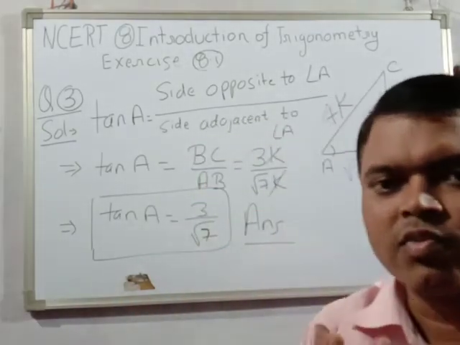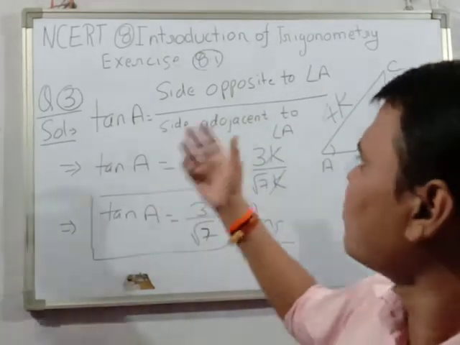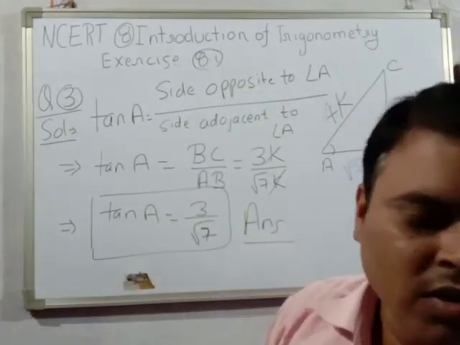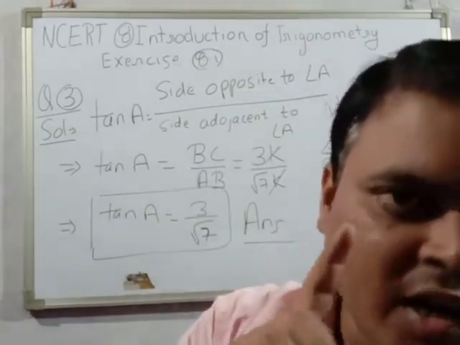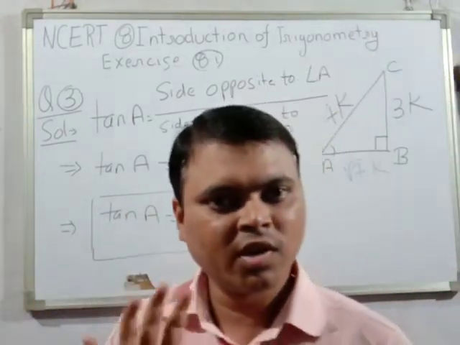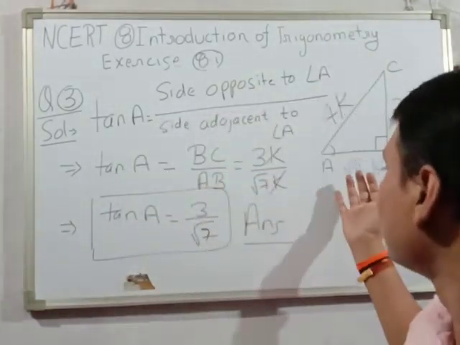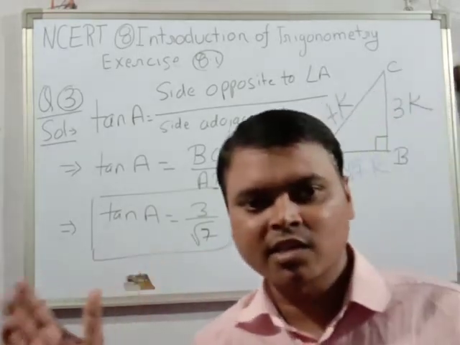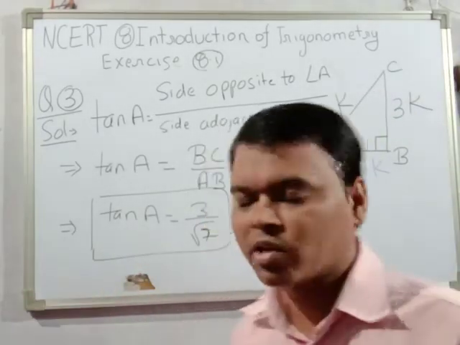So cos A, what is the formula of cos A? Cos A is side adjacent to angle A divided by hypotenuse, that is AB upon AC, that is root 7k upon 4k. k cancels, the answer is root 7 by 4.